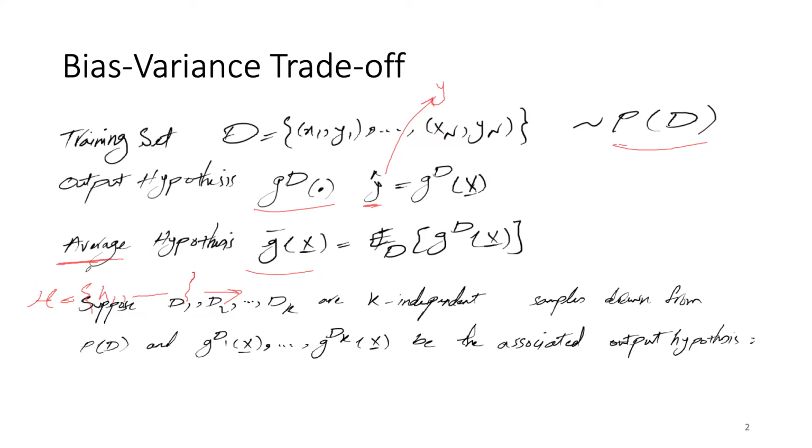So now, suppose you have multiple data sets now. So instead of one D, you have D1, D2, up to DK. And these are K independent samples drawn from P of D, right? Thus, if you take K independent samples from D, D1 up to DK, so we're going to have, again, G1 of D, G2 of D. All of them are drawn from their respective D, up to G of D of K, right? So these are going to be the associated output hypotheses.